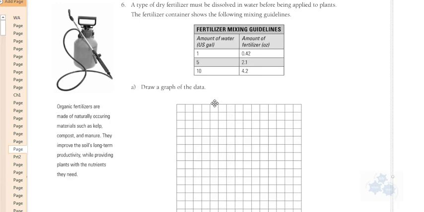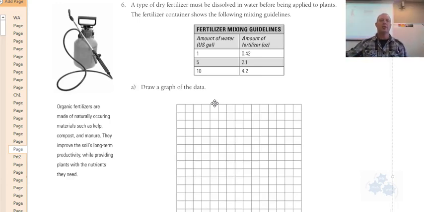All right, workplace apprenticeship 30. This is number 6 in section 1.1. And so let's take a look at number 6 here. We're going to draw a graph here, and this is the table we're given. What does the question say about this?